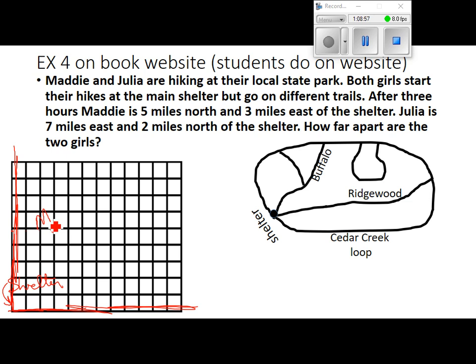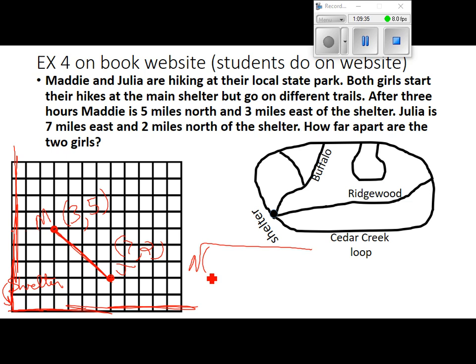How about Julia? 7 miles east. So what's that tell me to do? 1, 2, 3, 4, 5, 6, 7, and then what? Up 2. That's Julia. How are we going to find the distance in between them? Use the formula. But we need the coordinates first, right? What was Maddie's coordinates? Be careful. 3, 5. What's Julia's coordinates? 7, 2. Now we're going to set up the distance formula.